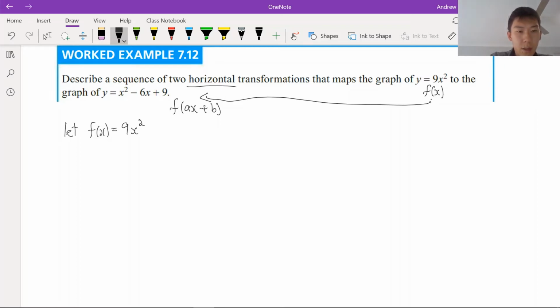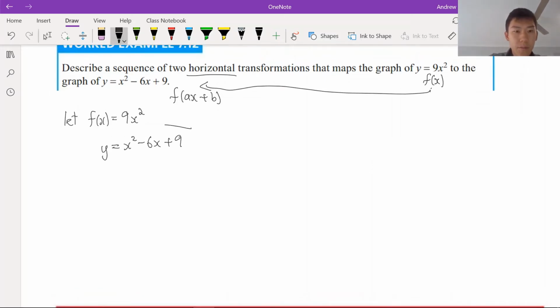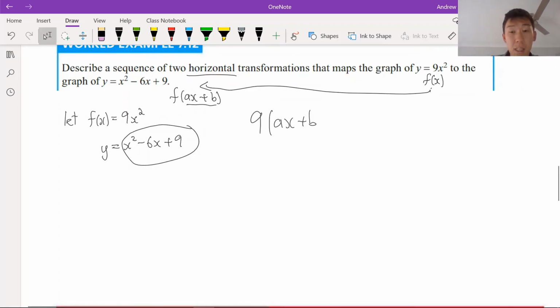And let's go y equals x squared, it takes 6x plus 9. So our goal is to try to rearrange this into some form that looks like 9 times x squared, but instead of x, we should have a linear function. So instead of x, we want it to look like 9 times ax plus b squared. That's what we're trying to get. It's a little bit tricky.